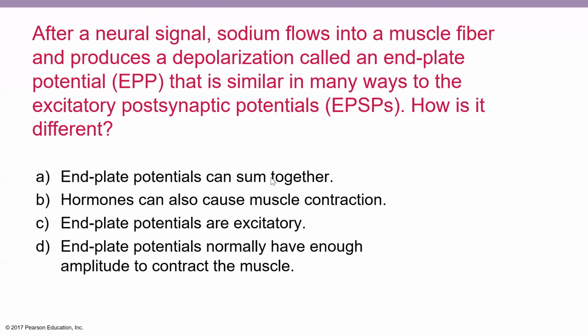End plate potentials can sum together. No, they cannot. Hormones can also cause muscle contraction. No, they cannot. Whereas we saw that norepinephrine and epinephrine could bind to an adrenergic receptor and bring about a muscle response, those hormones are not found at the neuromuscular junction. So they cannot cause muscle contraction. It must be a neurotransmitter, acetylcholine.